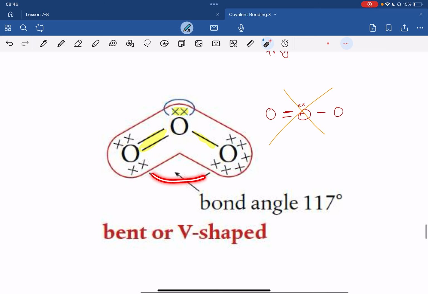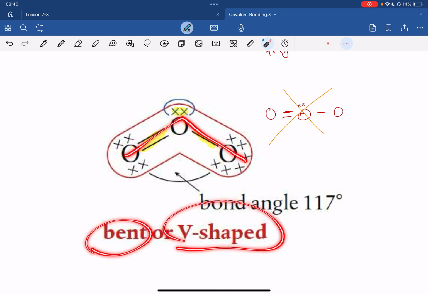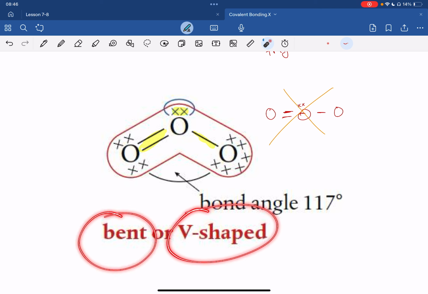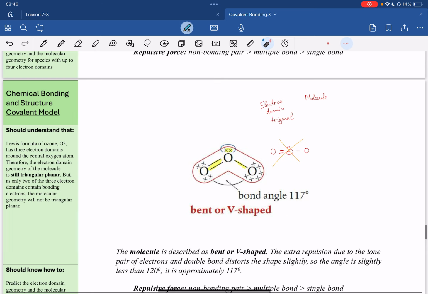And you see, bond angles should be 120 degrees in trigonal planar, but as we have this non-bonding pair, it automatically decreases by 3 degrees. And you see the shape is called bent or V shape. You can say V shape or bent shape whenever we have two atoms. And if the shape is like that because of the non-bonding, it's going to become a V-shaped molecule.